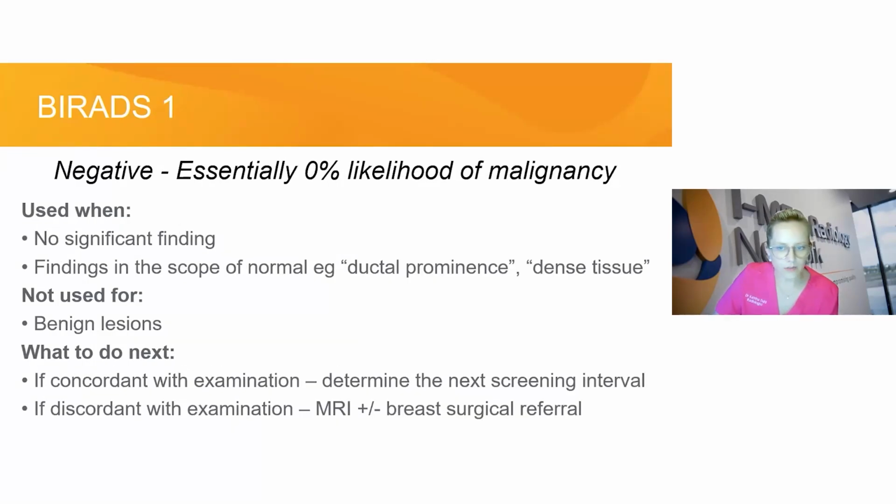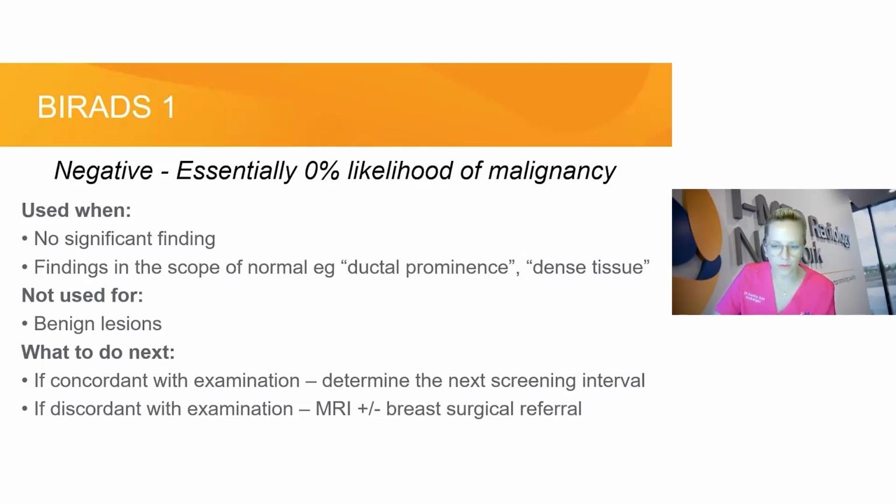BI-RADS 1 is negative, no significant finding or findings within the scope of normal. So dense tissue is just on the scale of normal. It has an impact on how sensitive and specific we are as readers, but it's not a pathology, it's normal tissue. So essentially anything the reporter chooses to ignore as normal. We don't use it for benign lesions. And if you get a BI-RADS 1 study and you think it's concordant with examination, the most common one for this is the ridge of dense parenchyma.